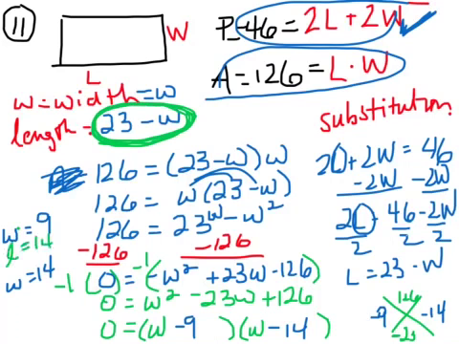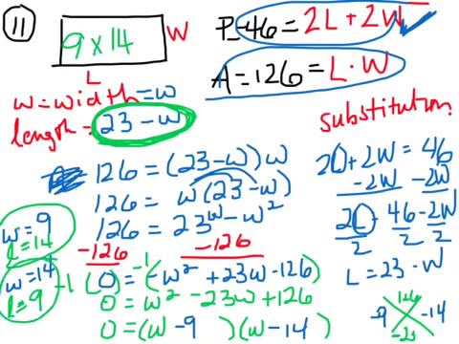I'm just going to show it here so I don't have to start a new screen and redraw stuff. If I plugged in 14 for the length, up here, 23, the length would be 23 minus 14. That's going to be 9. Either way, do you see that your dimensions are going to be 9 by 14? And you can just say the dimensions are 9 by 14.